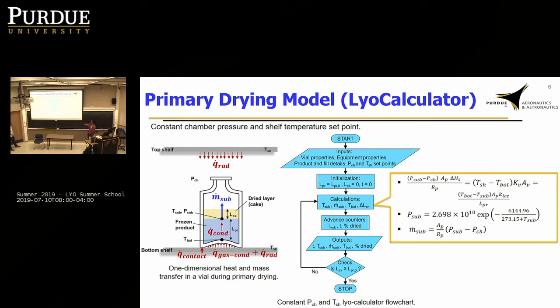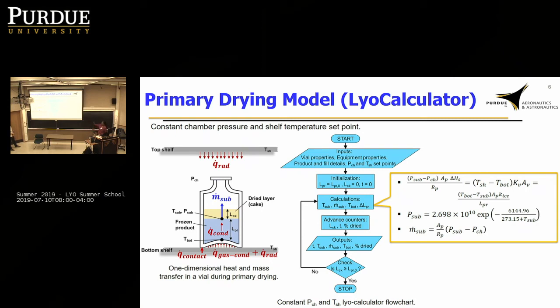So that yellow part is your dried layer, and the blue part is the frozen product that still needs to dry. As you progress in time, you have more and more cake that's drying, and once the entire layer is dried, your primary drying is done.